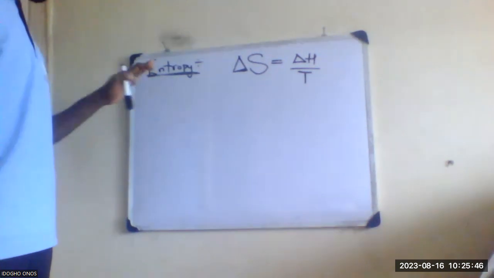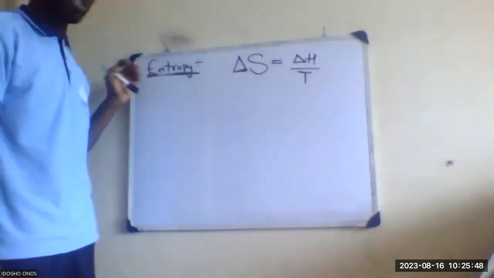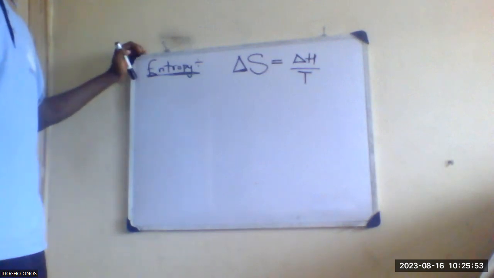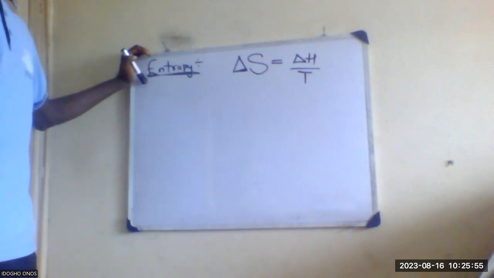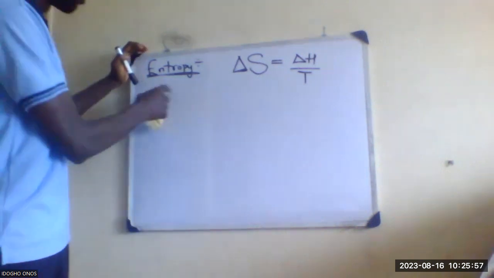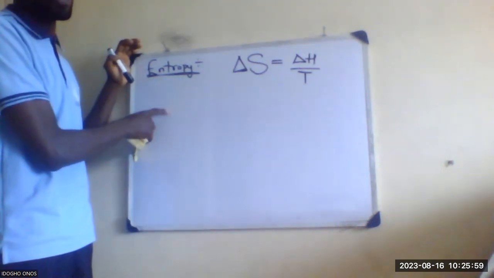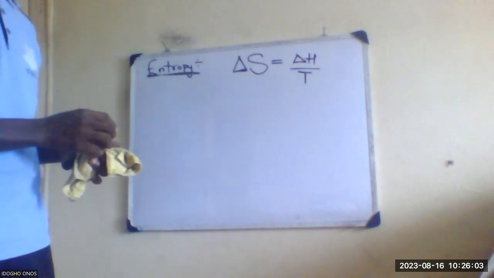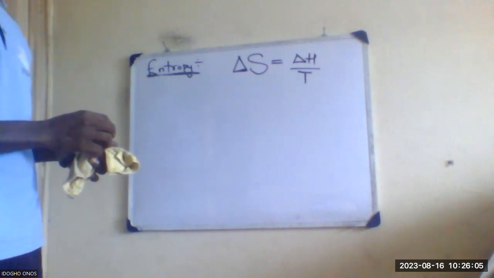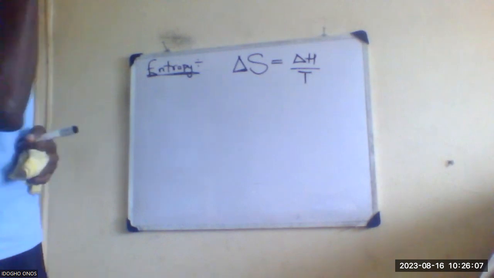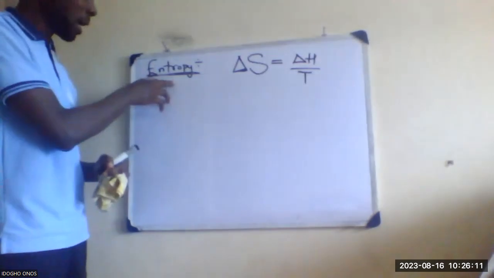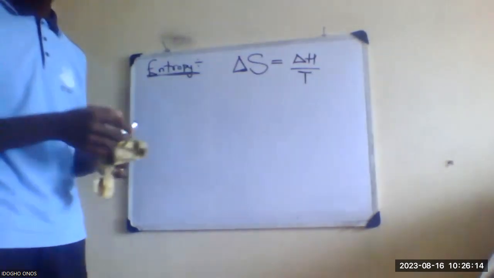So what is enthalpy again? We defined this one before we entered entropy. Enthalpy is the total heat content of a system. If enthalpy is the total heat content, entropy now is the degree of disorderliness.